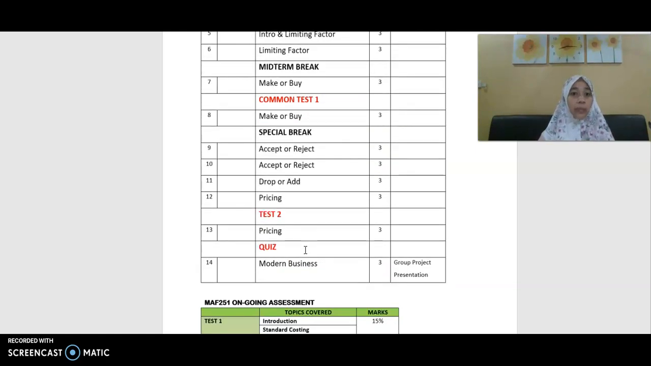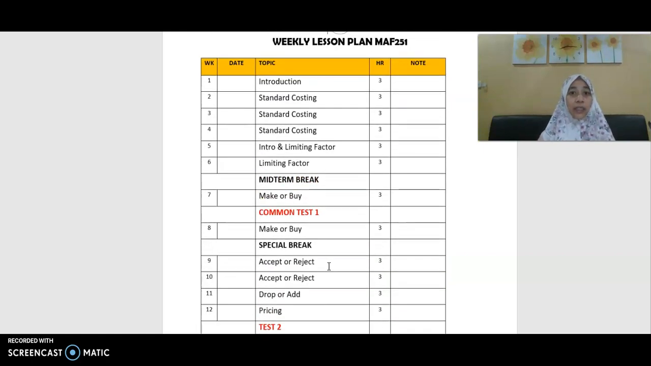And then you look into the pricing strategy. How are you going to price your product? And then you look into some modern business environment. That is basically the whole spectrum of MAF that you are doing for the diploma. If you continue with your degree, you will also have about 3 or 4 MAF at degree level, where you go more into the management side. For example, investment appraisal will be a long-term decision making.